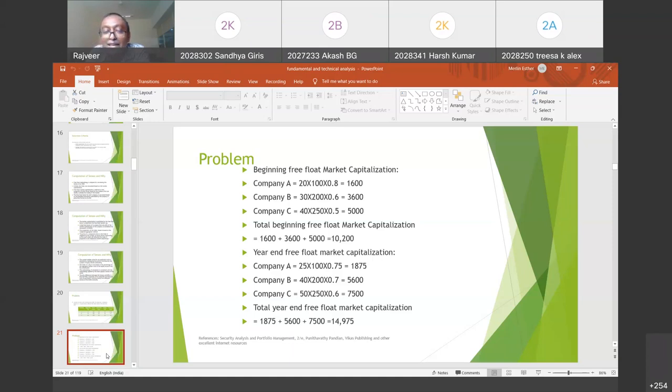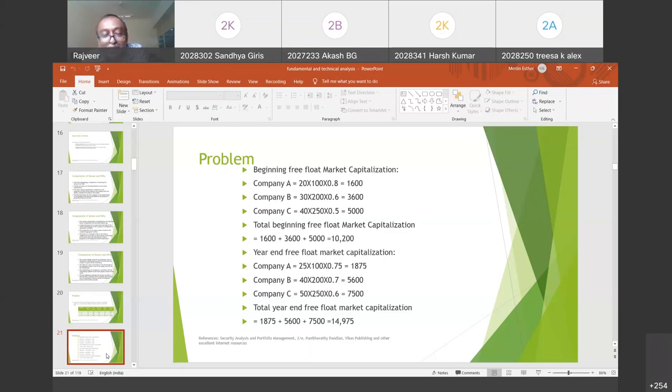Then we can do it in group. So very simple, we'll calculate our beginning free float market capitalization and add it up. We will calculate our ending free float capitalization. So how do I calculate my free float market capitalization? Very simple, market capitalization into the free float factor, beginning and end.